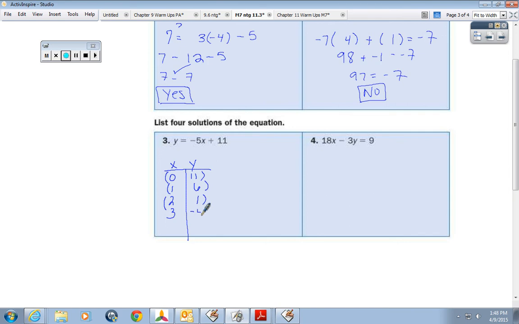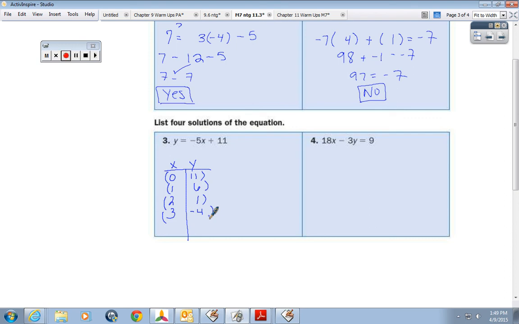Yes? How do we, like, on number 4, that we're not going to order, how do we put it? Okay, so is this one in function form? No. Okay, so we have to put it in function form. Now, how do we put it in function form? We have to get y by itself, not x, y. So you ask yourself, what's being done to y?